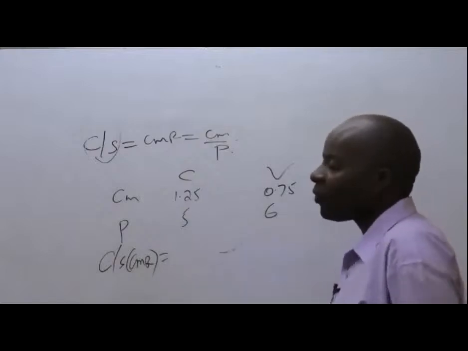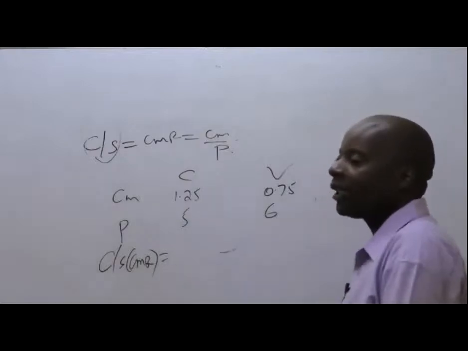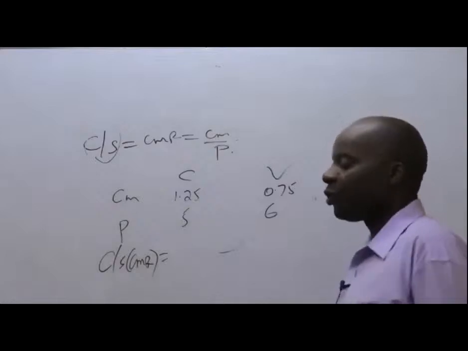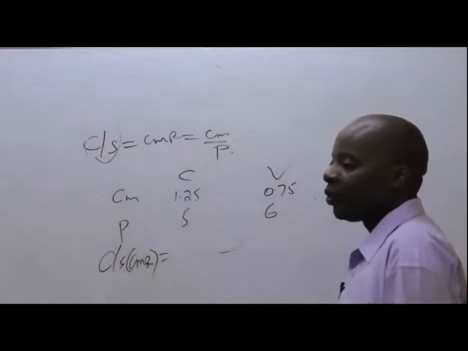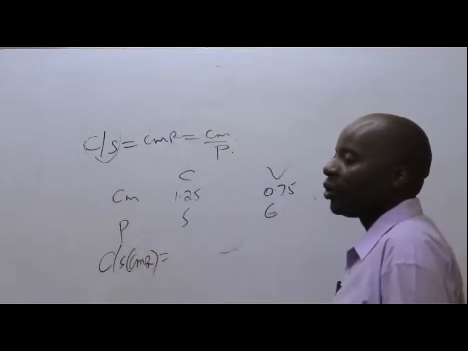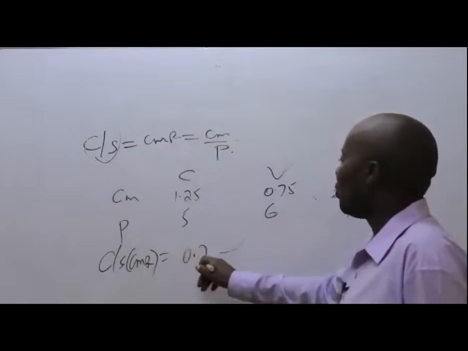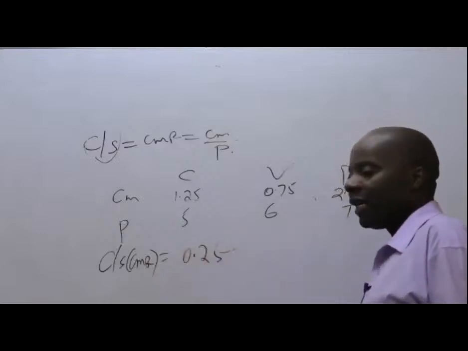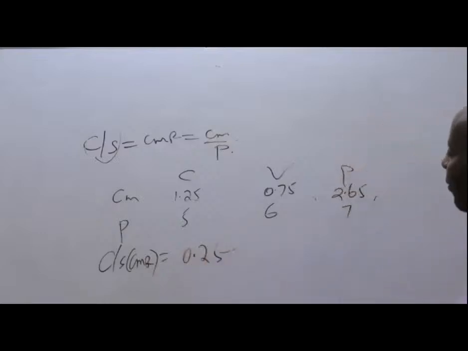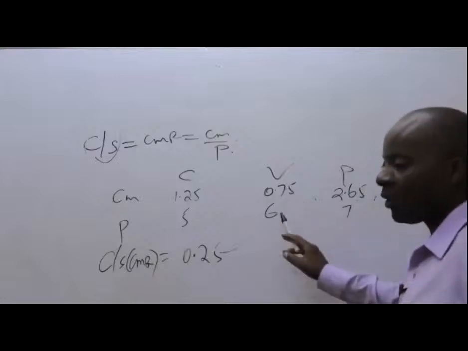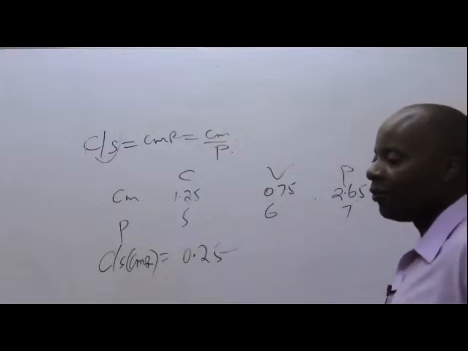Talk of 1.25 divided by 5, please give me an answer. 1.25 divided by 5, 2 decimal places. What do we have? 0.25, thank you. How about 0.75 and 6? 0.75 vis-a-vis 6 here for V. For V, what do we have?